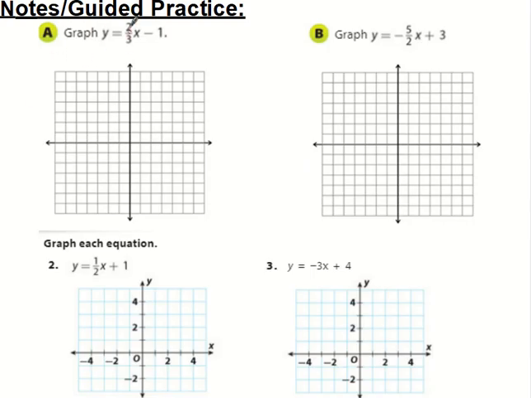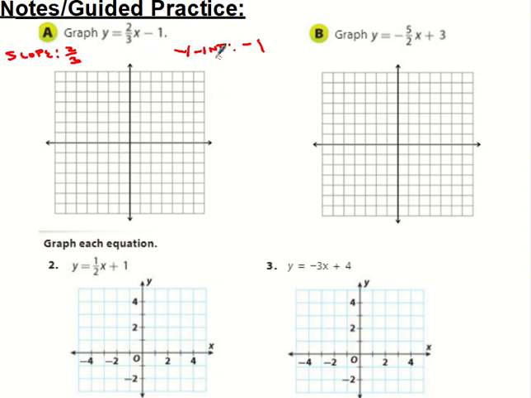For A, notes guided practice: graph y equals 2/3 x minus 1. The first thing we need to figure out is what's the slope and what's the y-intercept. Well, the slope is 2/3. It's always the number attached to the x. The y-intercept is always what's going on afterwards. So the y-intercept is -1. We're going to use these two bits of information in order to graph this line onto a coordinate plane.